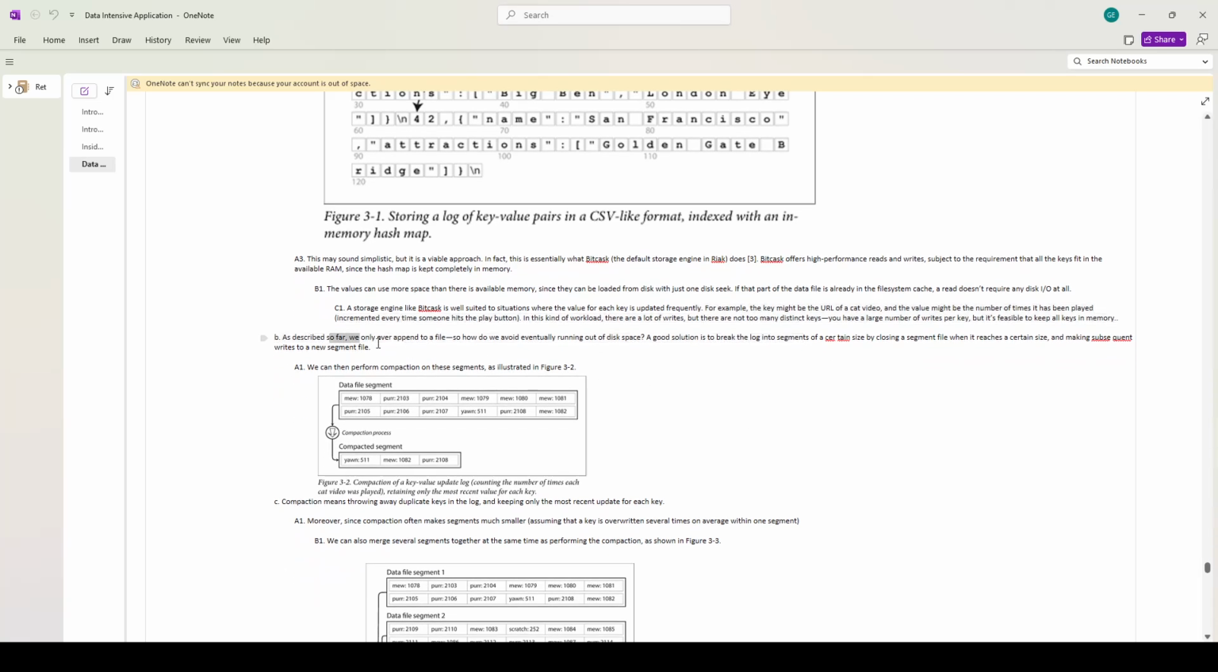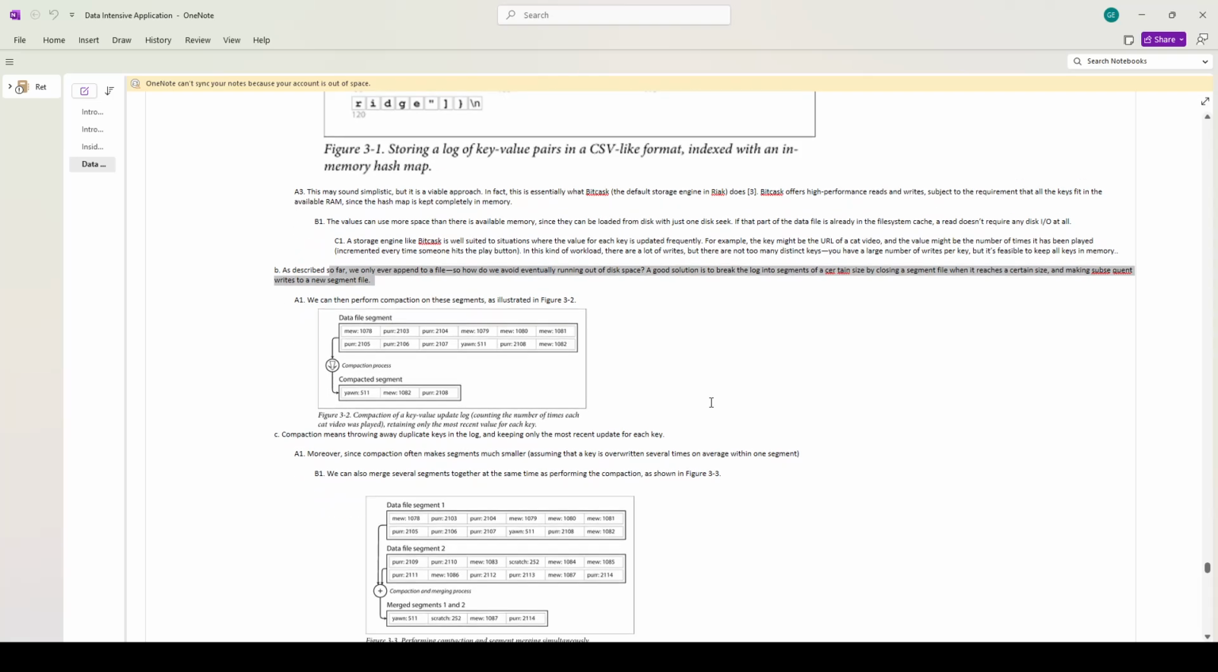As described so far, you only ever append to a file. So how do we avoid eventually running out of disk space? A good solution is to break the log into segments of a certain size by closing a segment file when it reaches a certain size and making subsequent writes to a new segment file.